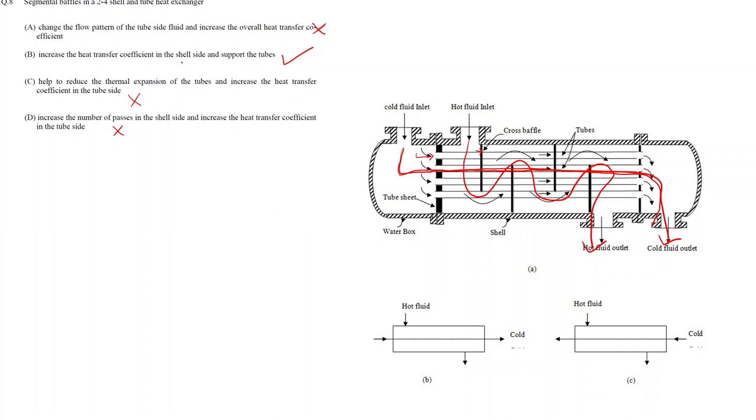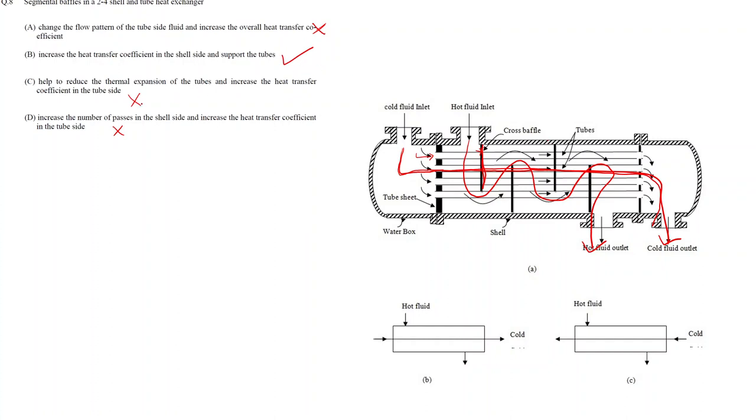And the second option is increase the heat transfer coefficient in shell side and support the tubes. So yes, the secondary purpose of the baffles is to support the tubes. So these are the baffles, and here we can see that they do serve the purpose of supporting the tubes. And also by introducing these baffles when a fluid is entering the shell side, we are basically introducing turbulence in the shell side. And due to the increase in turbulence, the heat transfer coefficient of the shell side will also increase. So this option B is the correct one.